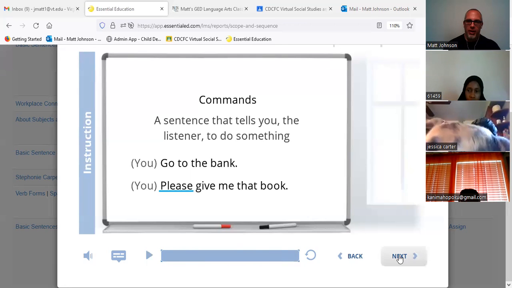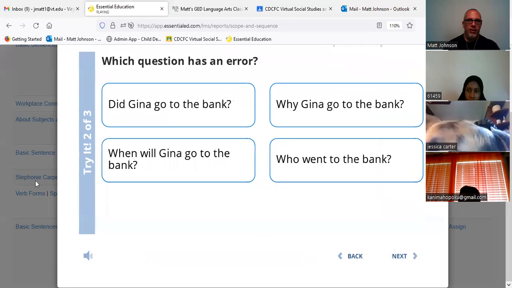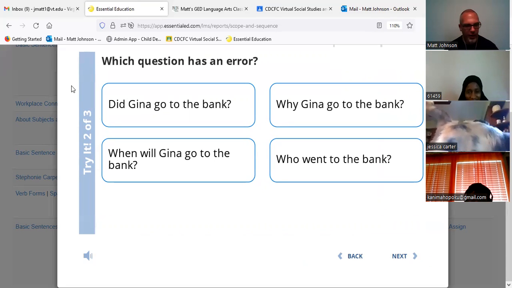So let's take a look at our next. Which question has an error? Right. So it looks like we're going to need some type of helping verb here. Let's see. Mariama, which one here is the correct way to make a question? Oh, I'm sorry. Which one has an error? Which one is incorrect?